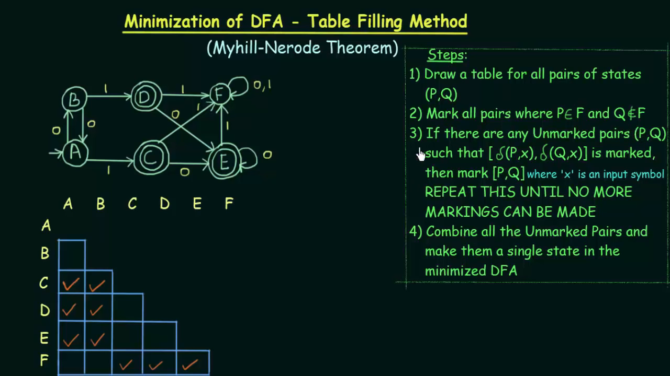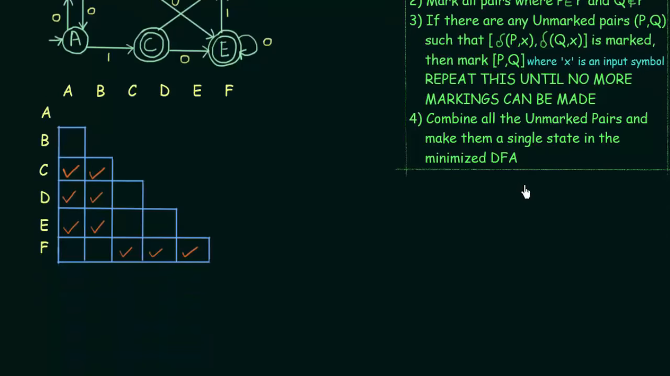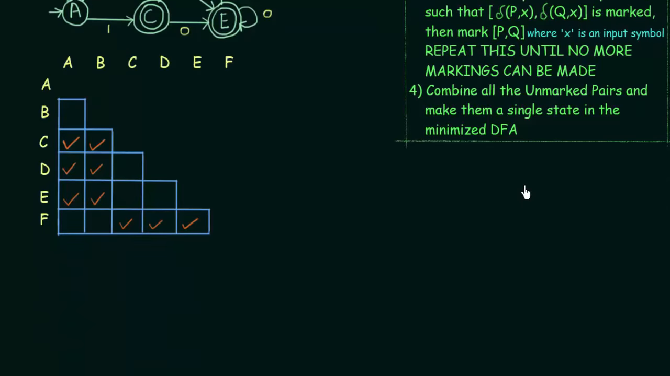Now come to the third step. In this third step, it says that if there are any unmarked pairs PQ such that transition of P on X and transition of Q on X is marked, then mark PQ. So what is the meaning of this? How can we do this? Let me show you here. For this, we will check the pairs which are unmarked from the last step. Which are the pairs which are unmarked? This one, this one, this one, this one, this and this.